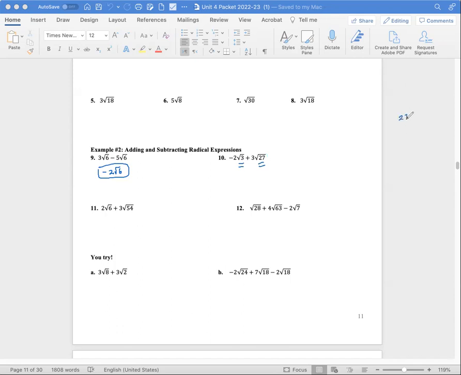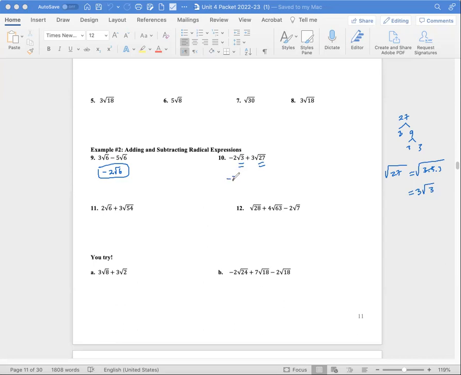Remember, 27 is really 3 times 9, which is 3 times 3. So if I'm taking the square root of 27, I'm taking the square root of 3 times 3 times 3. That's 27. And 2 3's become 1 3 on the outside. So this is 3 root 3.